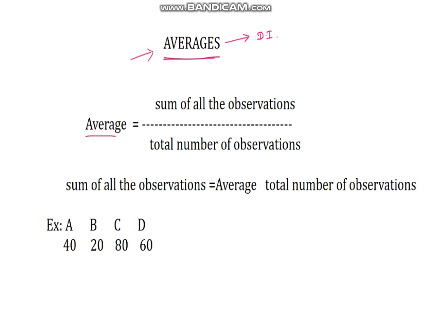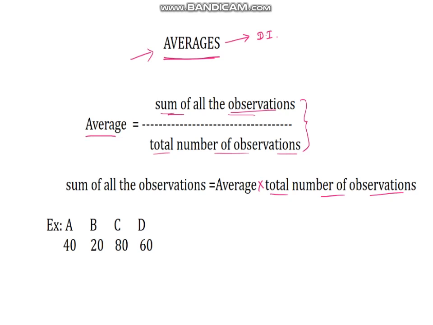Average is nothing but the sum of all the observations divided by the total number of observations. From this formula, we can find the sum of all the observations. Sum of all observations equals average into total number of observations.